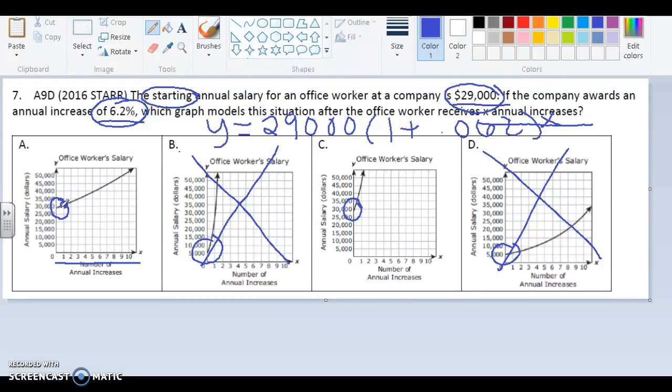If we look over here at answer choice C, our graph is starting at $29,000, and after a year, this person is already making $45,000. That's way more than 6.2%. That's like almost getting a 50% raise. So that one doesn't even make sense, because trust me, if you found a job that you make that much more money every year, keep it and stay there. But most likely we're going to be looking at that being the correct answer.